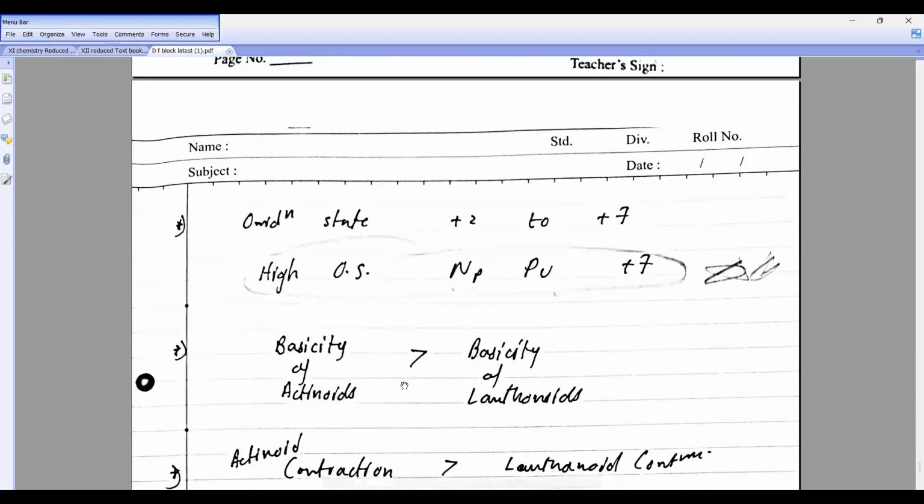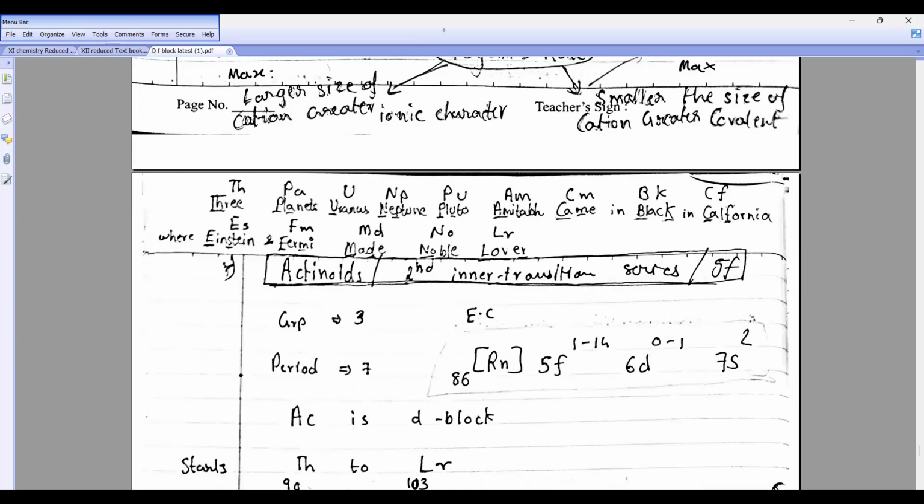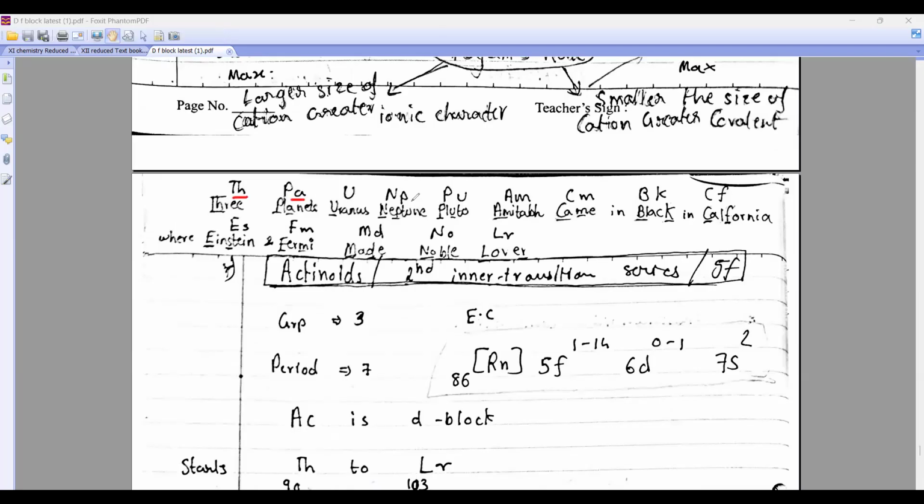Actinide is very small. छोटा सा ये देखो बेटा. Look beta, 3 planets, Uranus, Neptune, Pluto. Amitabh came in black in California, where Einstein and Fermi made noble lovers. So 3 means thorium, planet ka PA protactinium, uranium, neptunium, plutonium. Amitabh americium, came means curium, black means berkelium, californium, einsteinium, fermium. Mendelevium, Mendeleev periodic table you have studied na? Nobelium, Nobel Prize मिलता है ना, Alfred Nobel, and this is lover का is LR, Lawrencium.